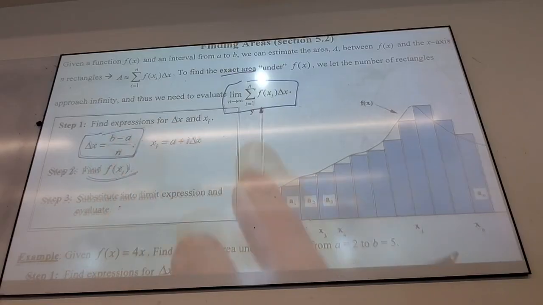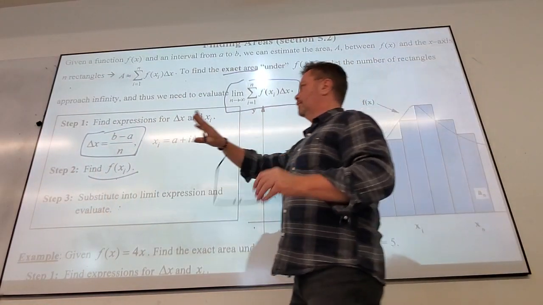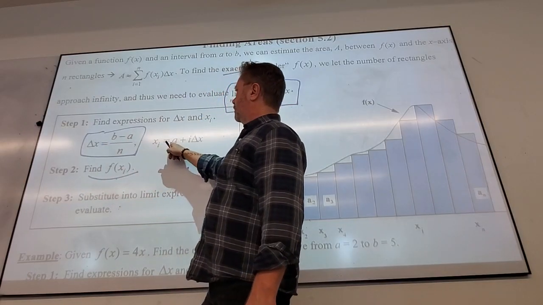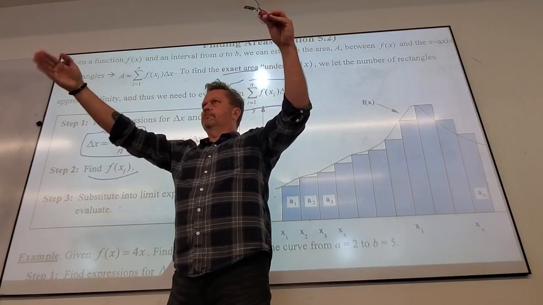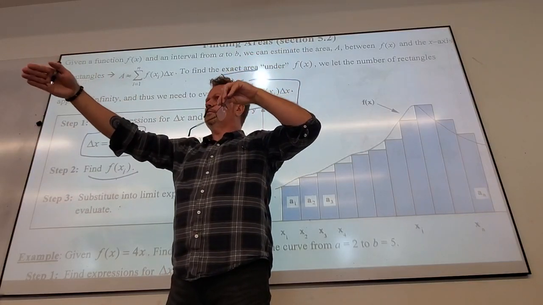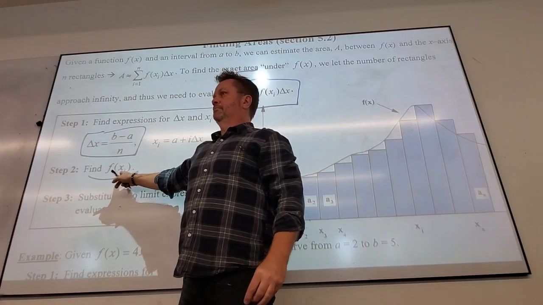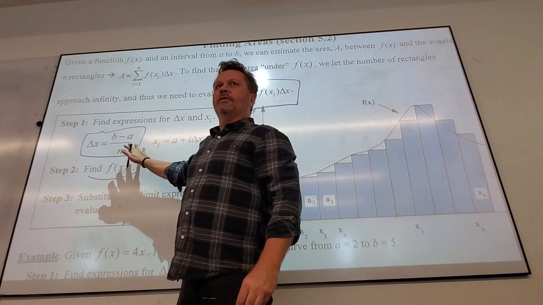So what gets everything started? The most important step in this whole thing is delta x. It gets everything started. Figure out what delta x is. Then you can figure out the expression for the ith interval piece, the ith input. Then you take that and you input it. Now listen, we'll do an example.